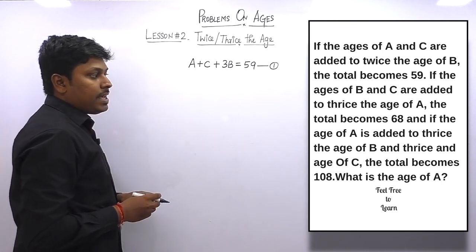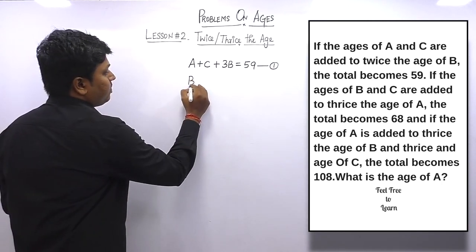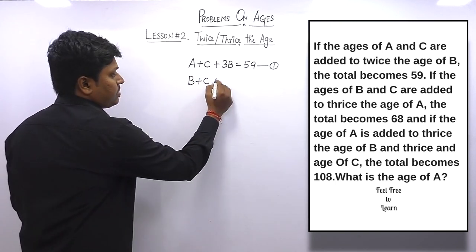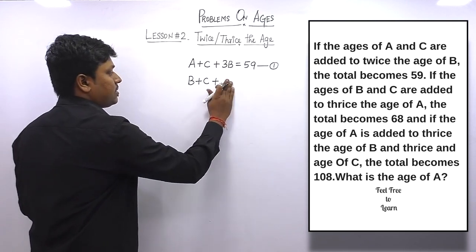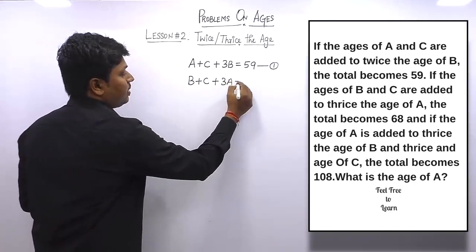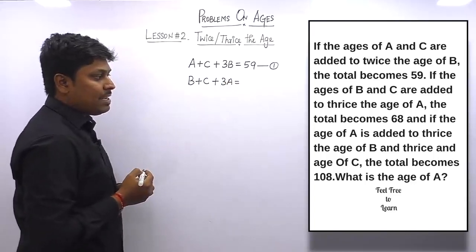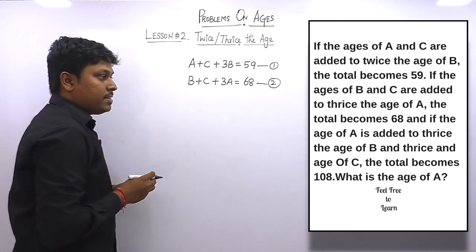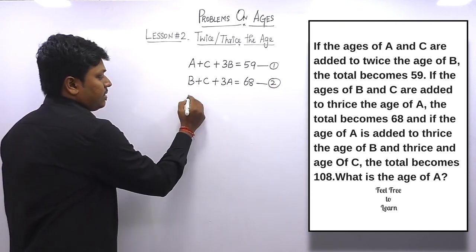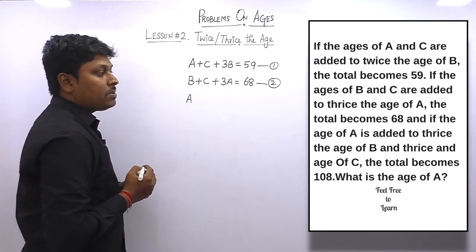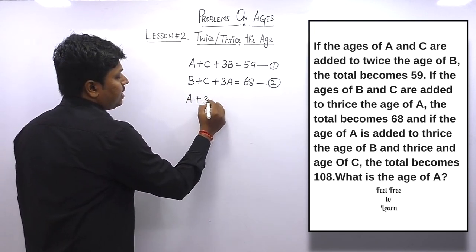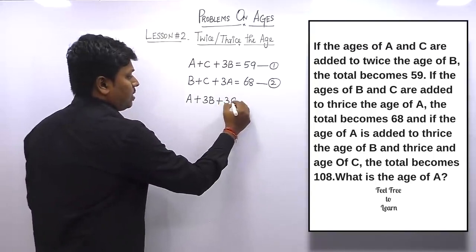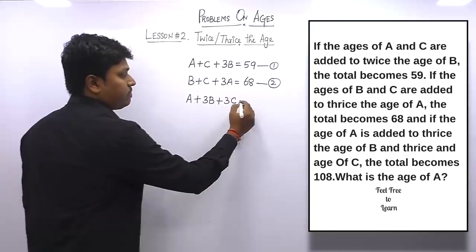Second point, if the ages of B and C are added to thrice the age of A, so thrice will be 3A, and now the total becomes 68. Let me assume this as equation number 2. And the last point, if the age of A is added to thrice the age of B and thrice the age of C, the total becomes 108.